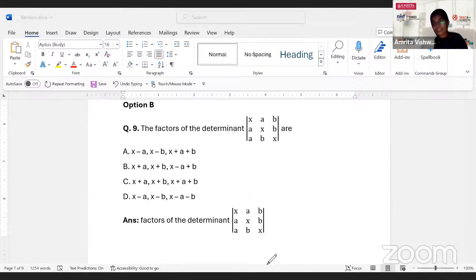If you want something like column or row substitution, you can do that and then give me the answer. Factors of the determinant x, a, b; a, x, b; and a, b, x are.